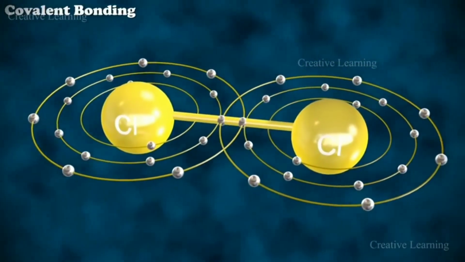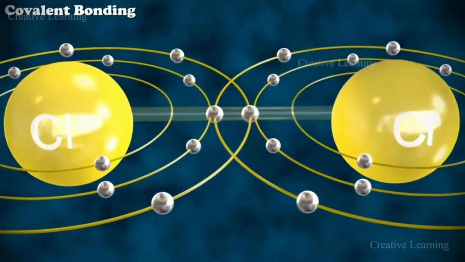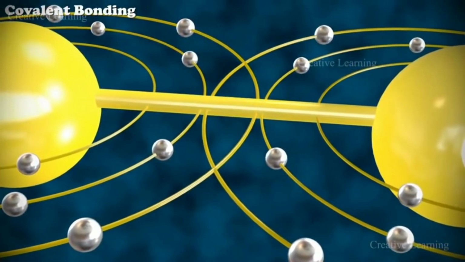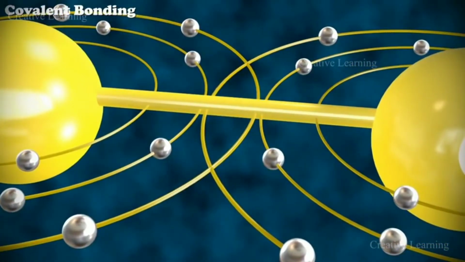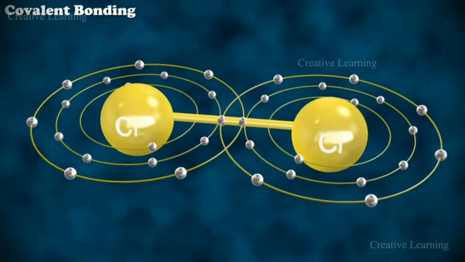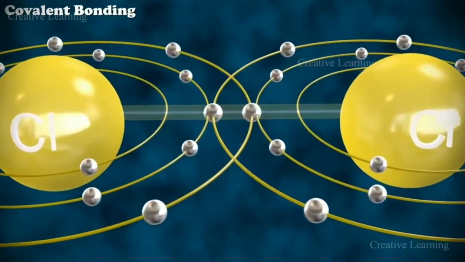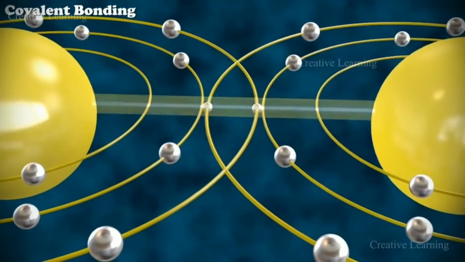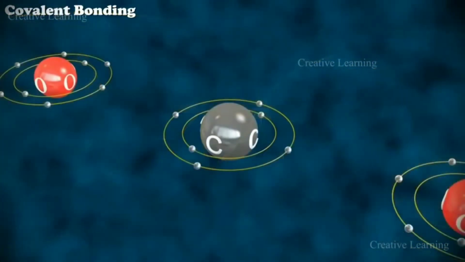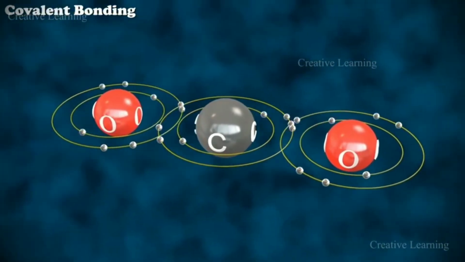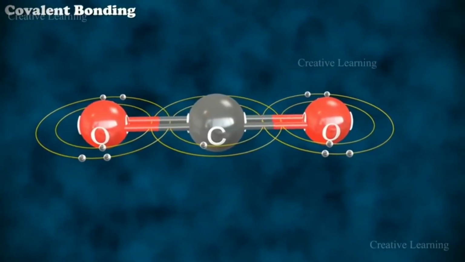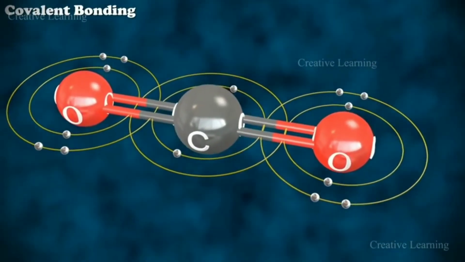The dots represent electrons. Such structures are referred to as Lewis dot structures. Thus, the chlorine atoms are joined by a single covalent bond. A single covalent bond is formed when one pair of electrons is shared between two atoms. It is depicted by a single line between the two atoms. A double bond is formed when two atoms share two pairs of electrons with each other. It is depicted by two horizontal lines between two atoms in a molecule.